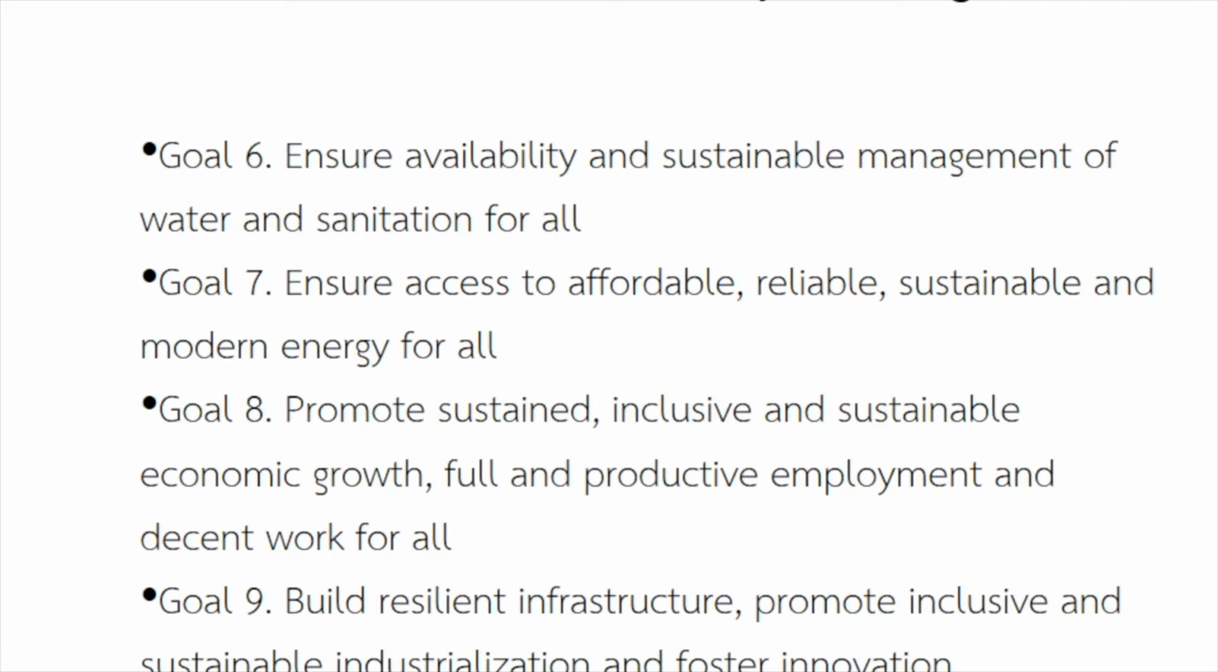Goal number 9 is to build resilient infrastructure, promote inclusive and sustainable industrialization, and to foster innovation. Again, this goal focuses on the economic sector of our society.